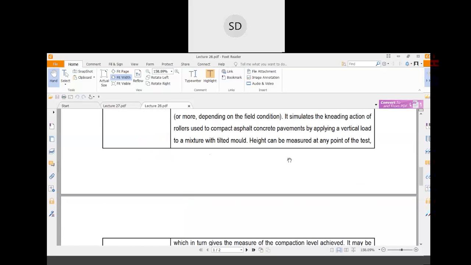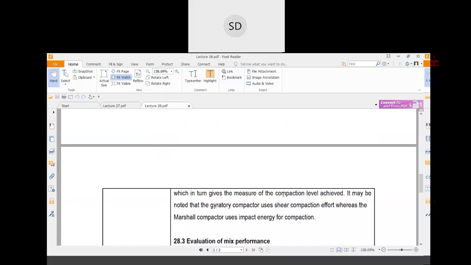Then height can be measured at any point of the test, which in turn gives the measure of the compaction level achieved. It may be noted that the gyratory compactor uses shear compaction input, whereas the Marshall compactor uses impact energy for compaction. So basically, for the Marshall test also, you have to compact the specimen after preparing the mold.